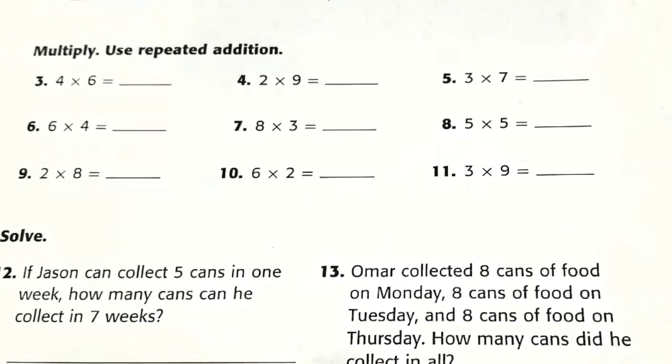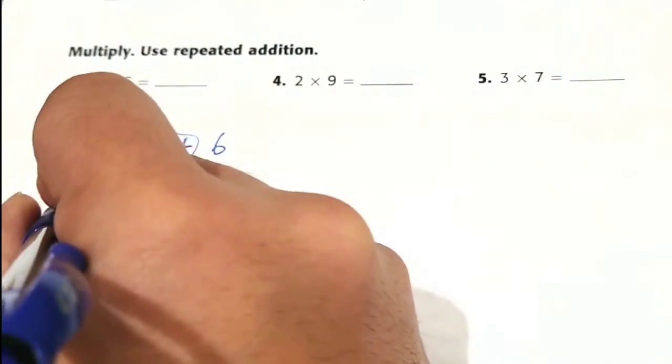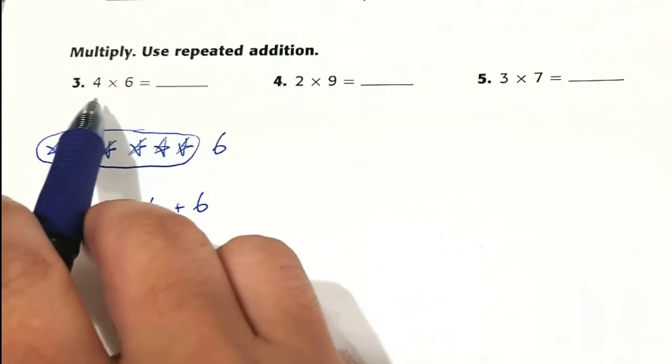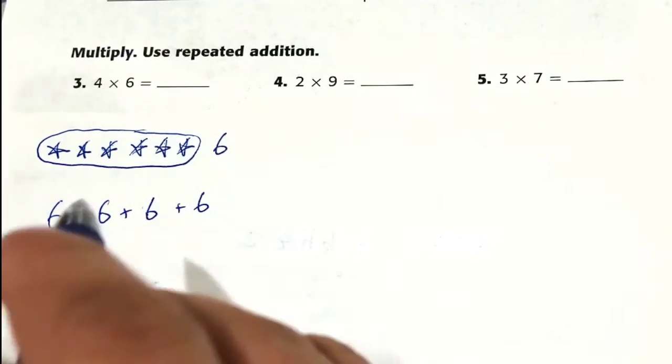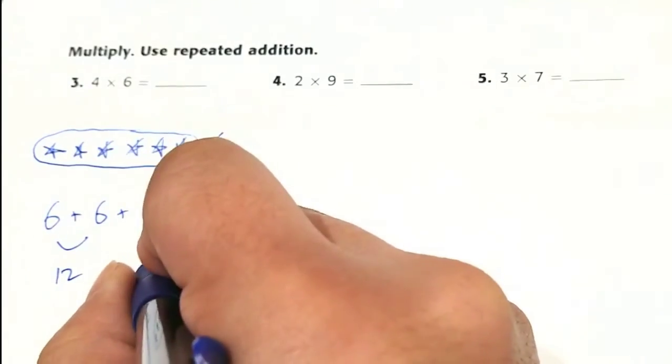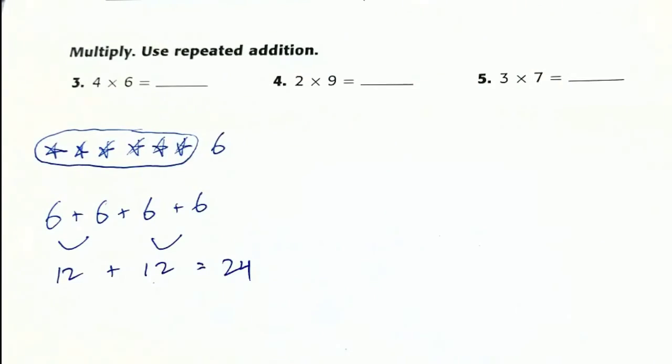Okay, so for number 3 to 11, if you can get the answer in your head, cool, go ahead and write it down. If you can't, then we have to use repeated addition. So let's do number 3 together, for example. 4 times 6. So 4 times 6, we're going to do 4 groups of 6 stars or 6 groups of 4 stars. Either way is fine. Okay, so here we have 6 stars, and we're going to need 4 of the groups. Now, if drawing the picture takes too long, you can just write out the numbers. So we have 6, 4 times. So 6 plus 6 is 12. And then 12 plus 12 is 24.